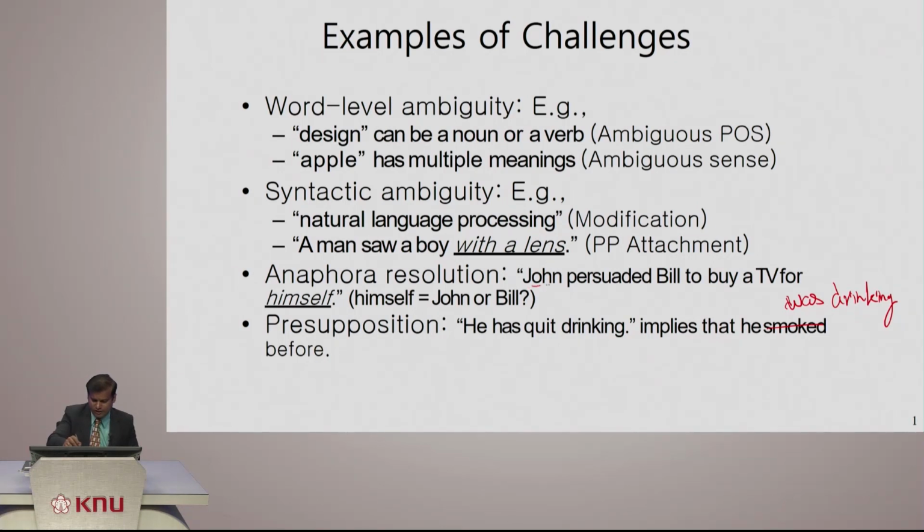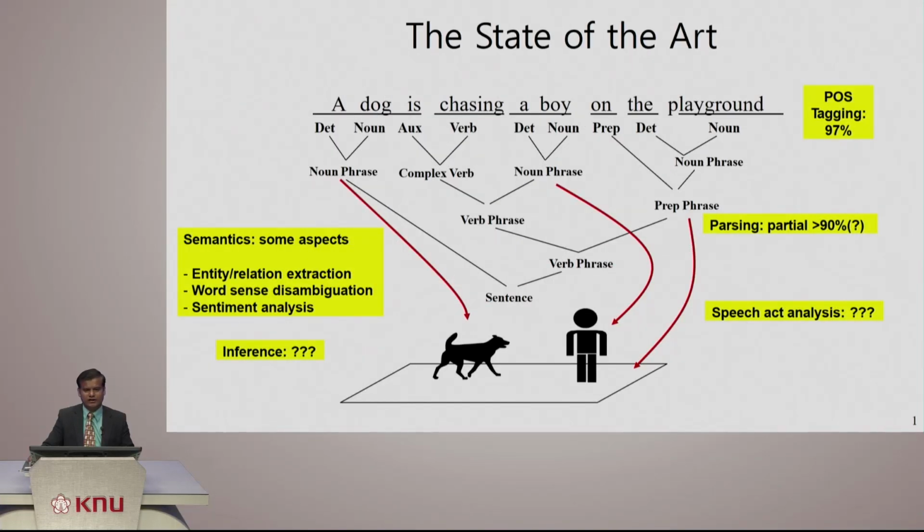Here, John persuaded Bill to buy a TV for himself. Again, the himself, is it John or Bill? So this is another ambiguity. So with this thought, you can again look at this sentence. You can see a lot of similarities and a lot of inferences that you can think about.